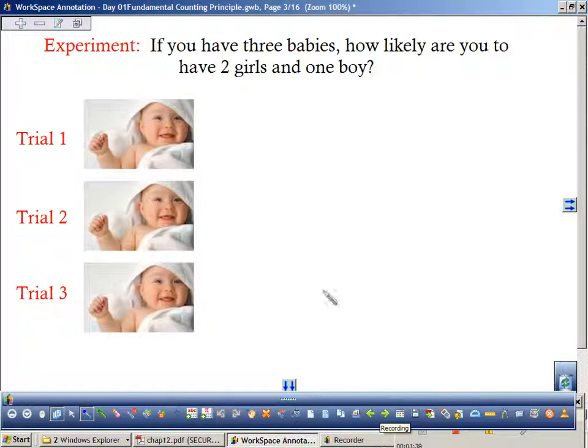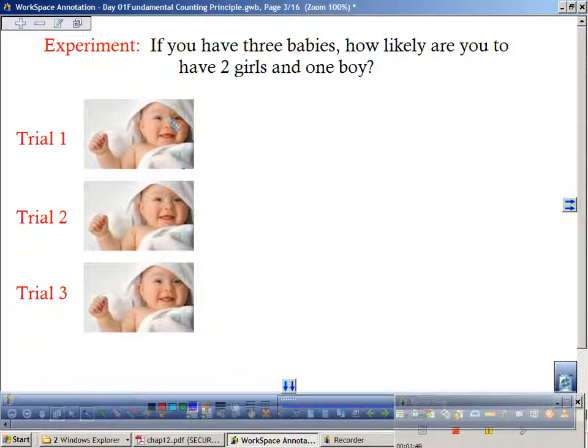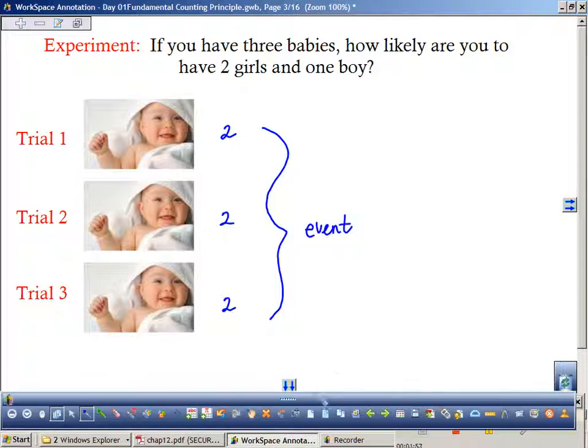So let's talk about this. Okay, so for instance, a trial would be whether or not you're going to have a boy or girl. This experiment says if you have 3 babies, how likely are you to have 2 girls and 1 boy? Well, we talked about this in last chapter. The likeliness of having a boy or a girl is a 50-50 shot, right? Or there's 2 different outcomes and 2 different outcomes and 2 different outcomes. All of those outcomes put together would be the event of having 3 children.